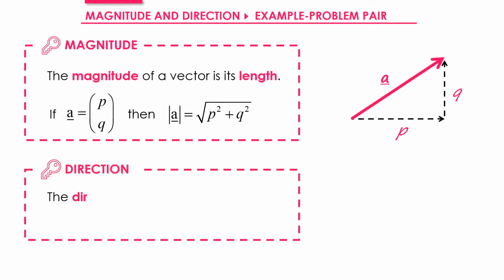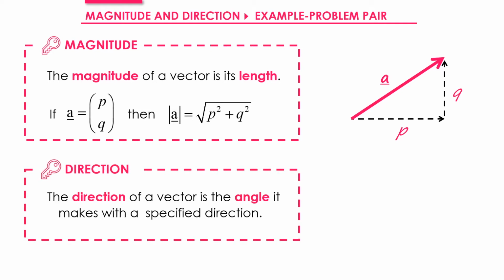To write the direction of A, we have to have an angle measured from some specified direction. So in our triangle, we could label theta, and if we were to write down the direction, we could measure it from the i direction, for example. Okay, let's do the example then and make things a little bit clearer.